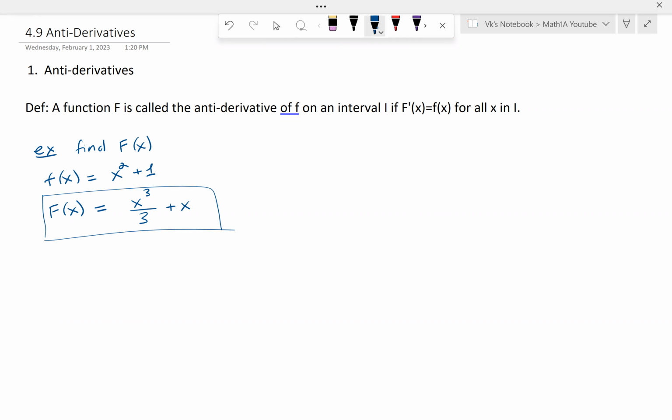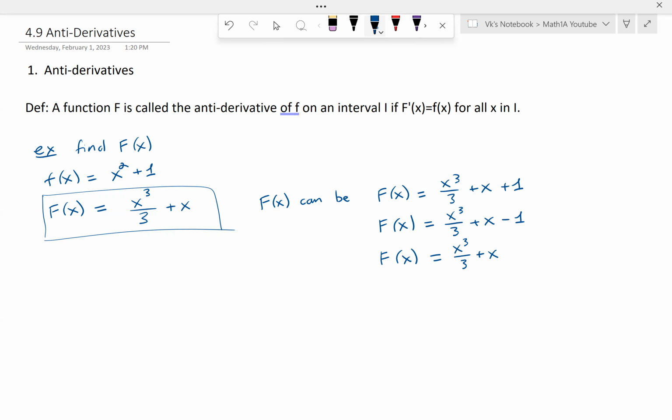The reason why I say this is one of them is because F of x can be x cubed over 3 plus x plus 1, F of x equal to x cubed over 3 plus x minus 1, F of x equal to x cubed over 3 plus x plus 1 over 2. What I have in the box is called a particular solution.